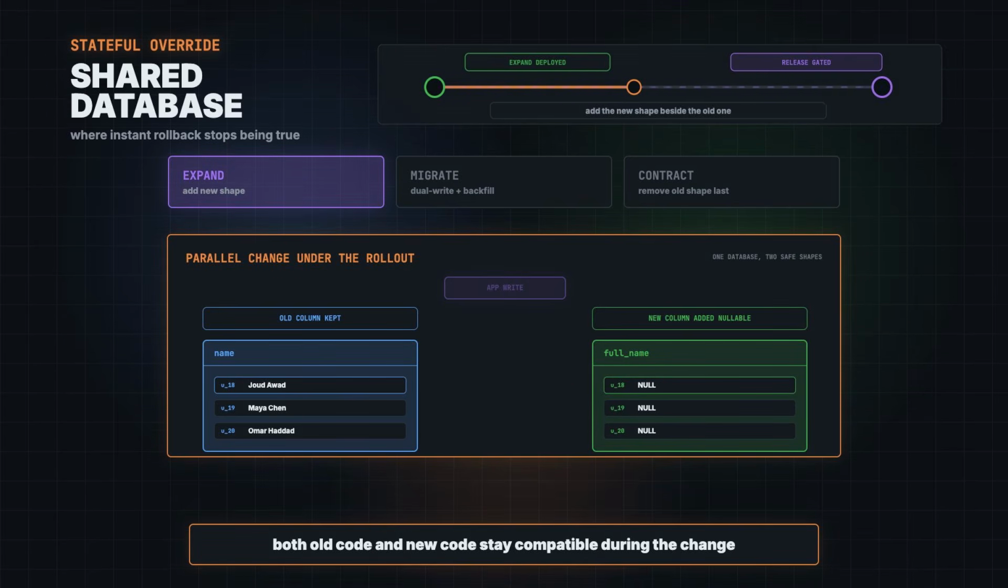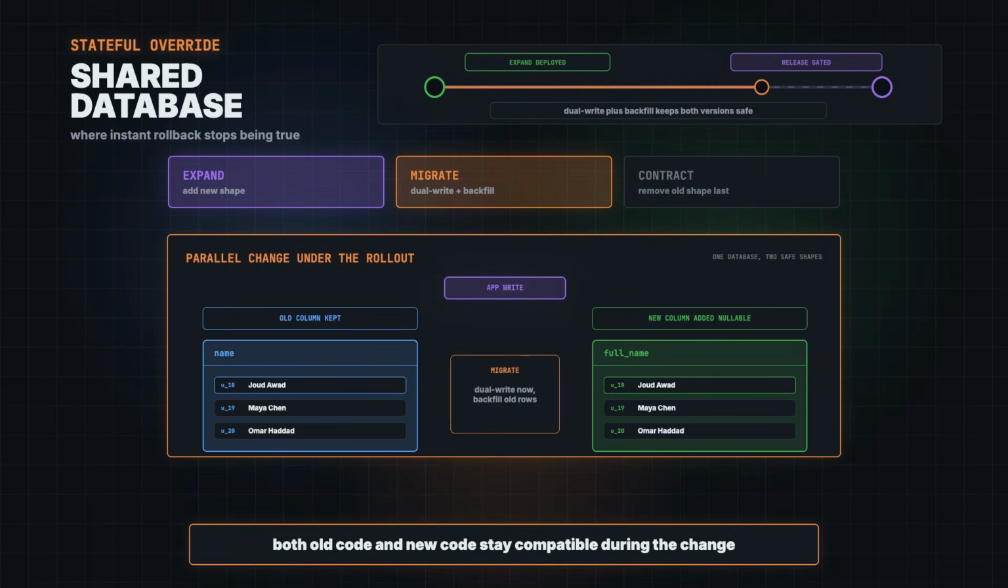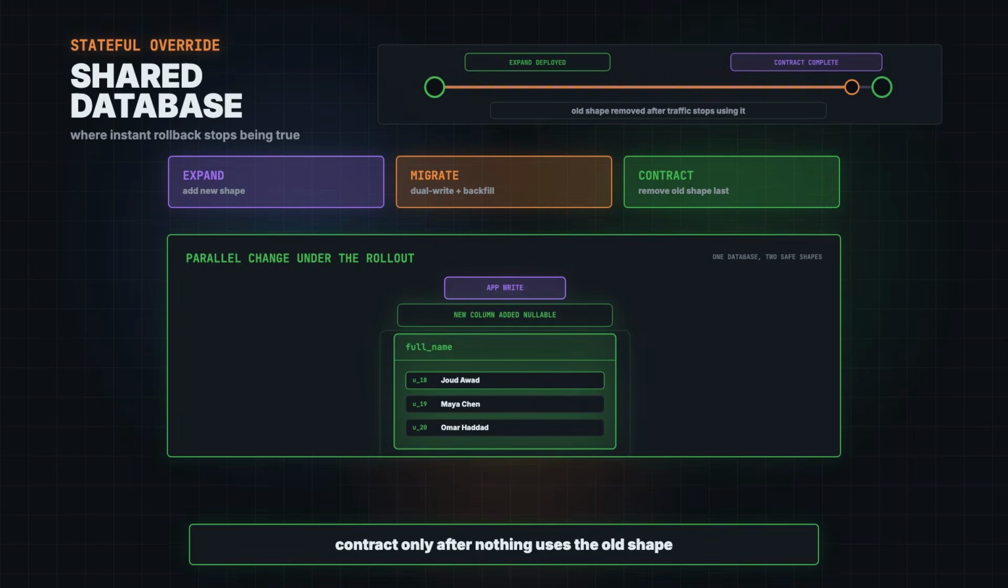You expand first: add a new shape beside the old one, a nullable column or a new table, and drop nothing. Both code paths still run against this database because the old shape is right where it was. Then you migrate. In the application, every write hits both the old column and the new one, while a backfill sweeps the existing rows into the new shape. Both shapes hold the same data now, so a code rollback here is still completely safe. Then you contract. Once nothing reads or writes the old shape anymore, you remove it. That last step finishes the change.